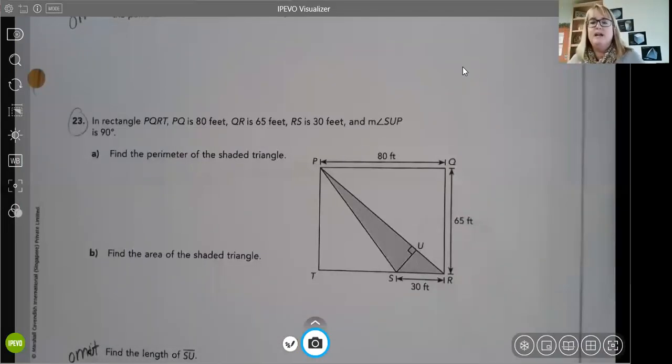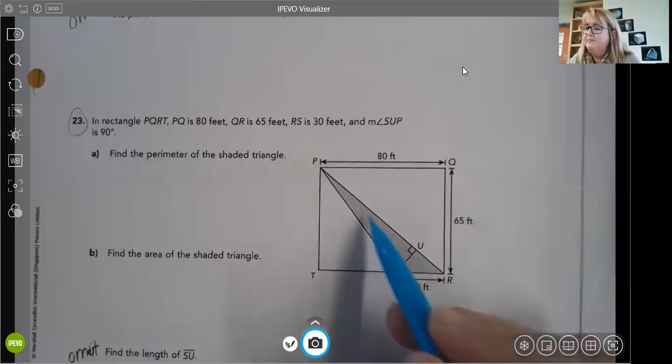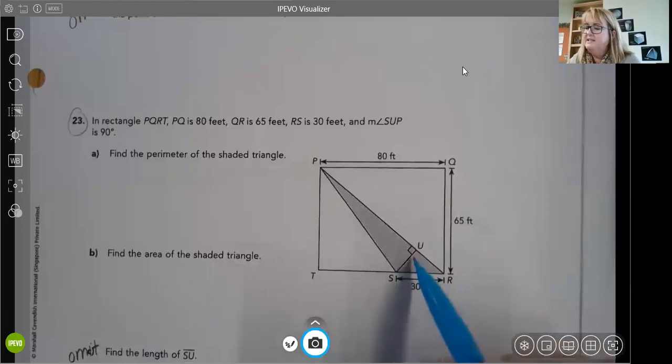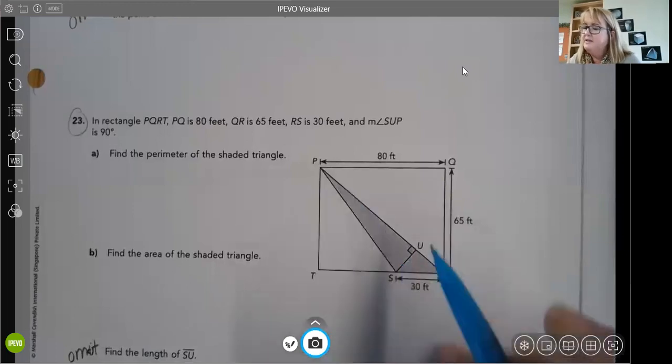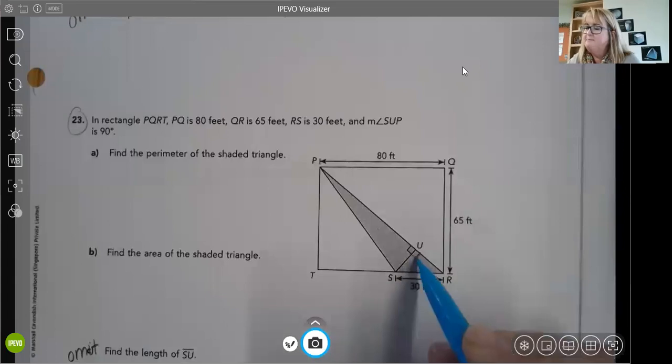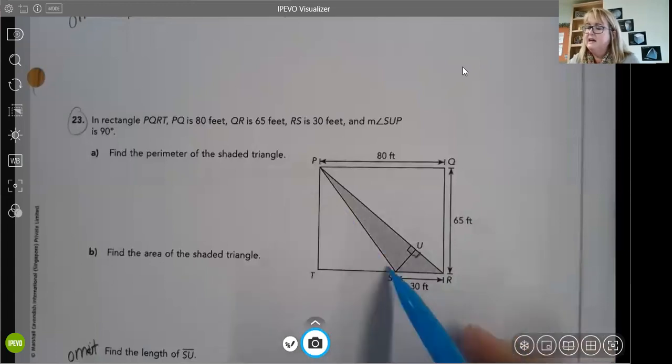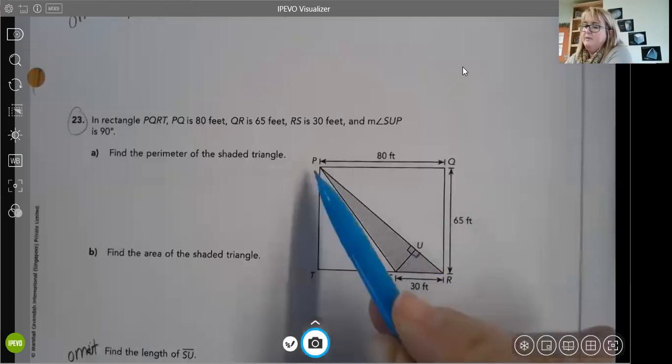Okay, so what I am looking at is I see there's a right triangle here, and if this is a straight line, so this would be a right triangle as well. We are looking for the perimeter of the shaded triangle. So I need the length of this. I know the length here is 30, and I need the length of this whole thing.